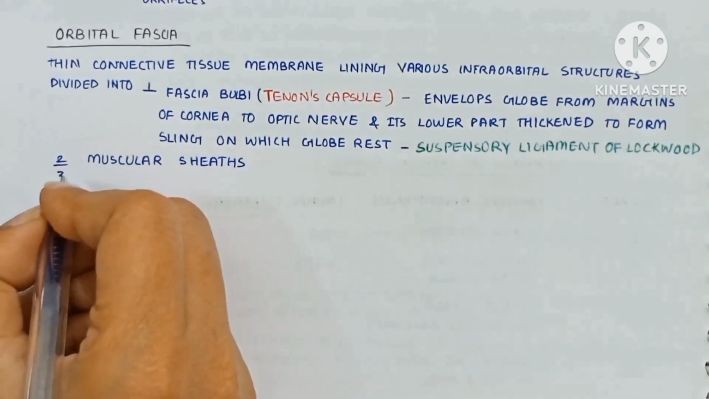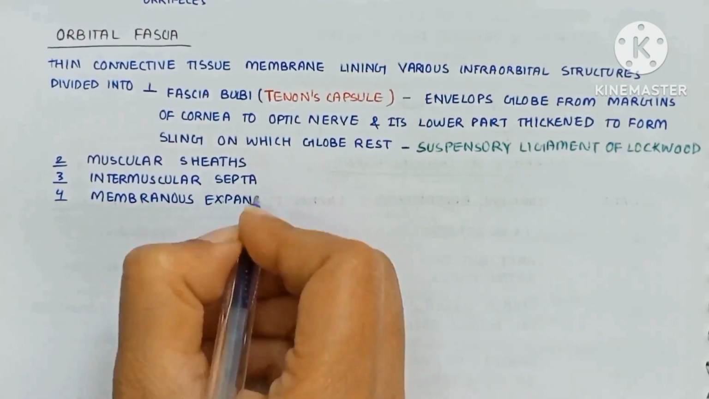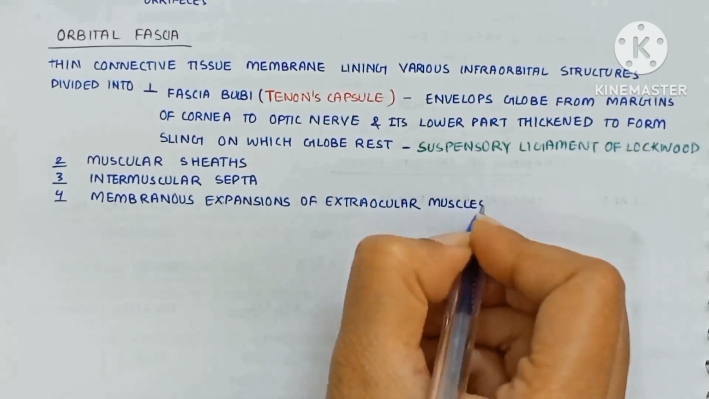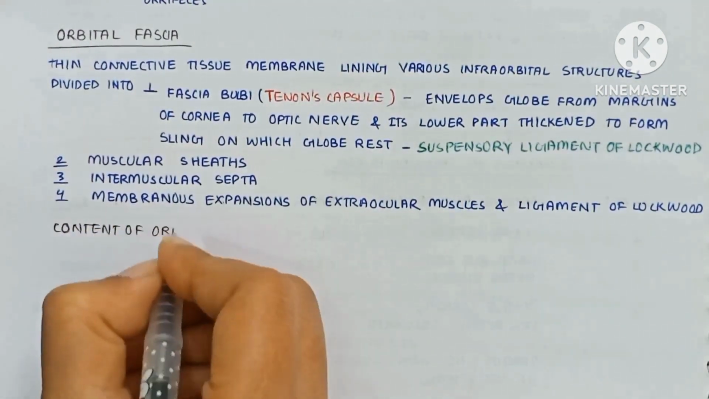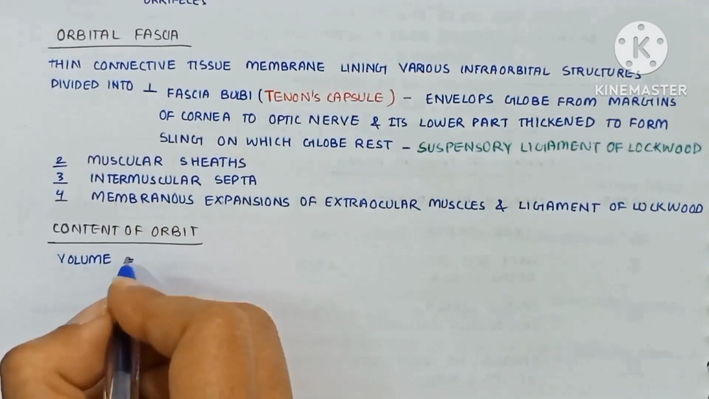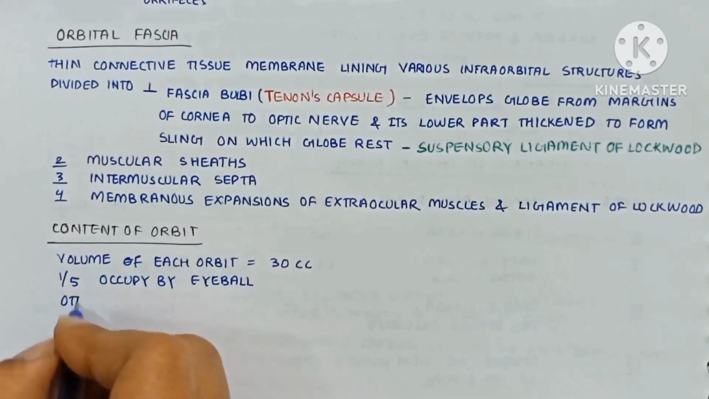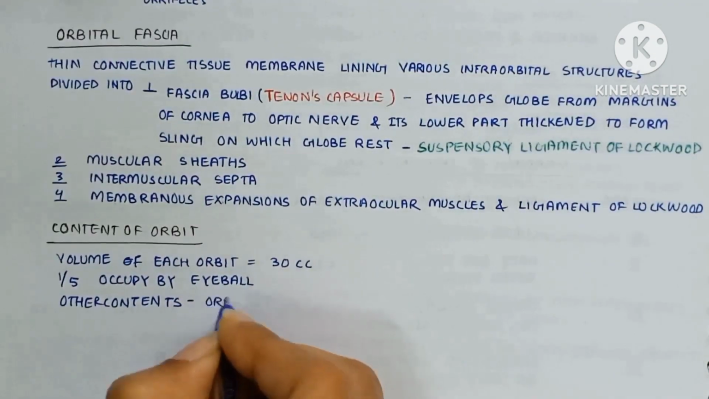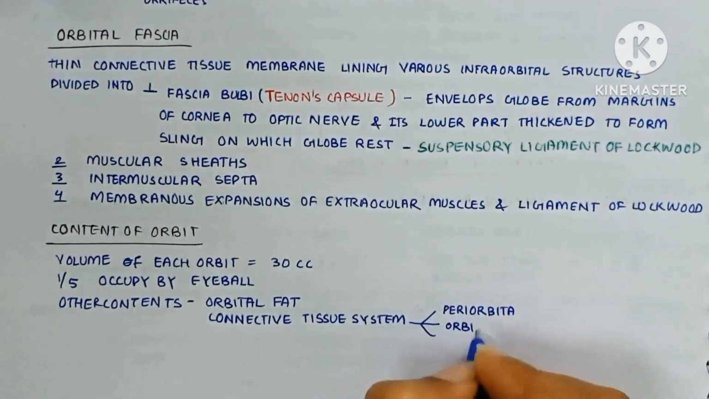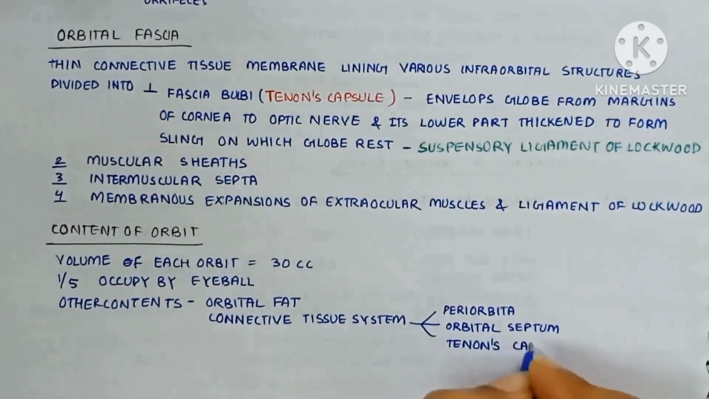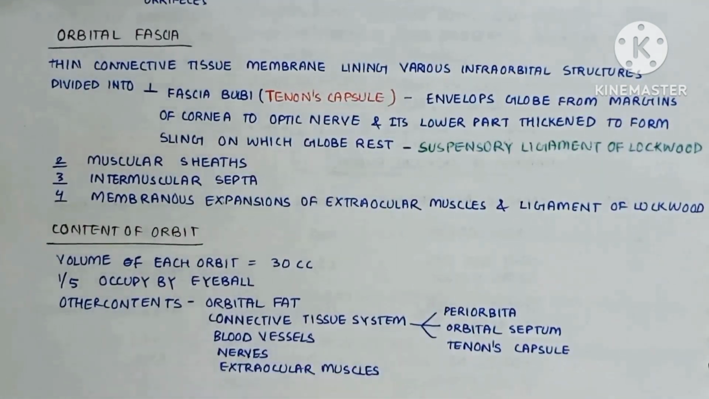The second is the muscular sheath, with intermuscular septa, membranous expansions of the extraocular muscles, and the ligament of Lockwood. Now the contents of the orbit. The volume of each orbit is 30 cc, one fifth occupied by the eyeball. Other contents are fat and the connective tissue system, which contains the periorbita, orbital septum, Tenon's capsule, blood vessels, nerves, and extraocular muscles.